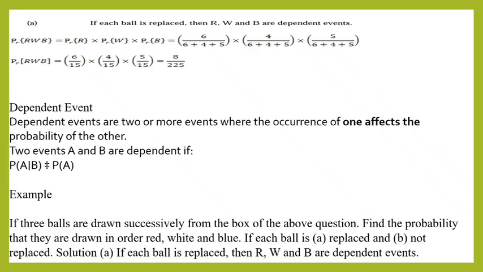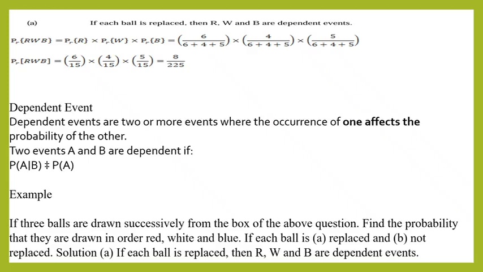That is, if one occurs, it will affect the probability of the other. Two events A and B are dependent if the probability of A given B is not equal to the probability of A. Example: if 3 balls are drawn successively from the box of the above question, find the probability that they are drawn in order red, white and blue if each ball is (A) replaced and (B) not replaced.